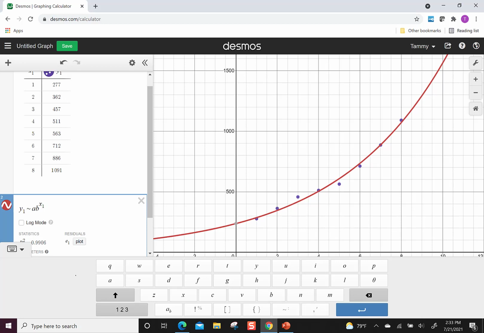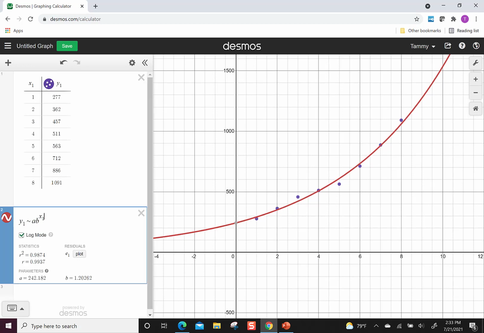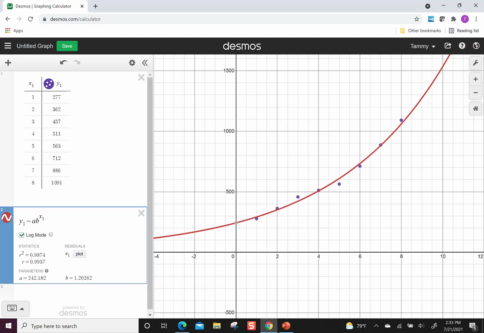There's one little other trick you're going to have to do here. There's this thing that says log mode. You want to hit log mode. It's just a different way that it's figuring out how this forms, but if you want your answers to match the answers in the homework, this is the way they're doing it so that you get your answers correct. So it gives it a little bit different. You can see here the a is 242.182. If I take it away, it says 236. So you want the one that's in log mode. That's the format we want to use.